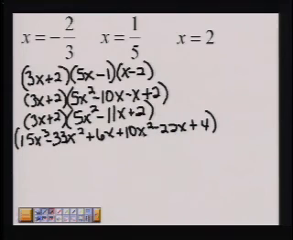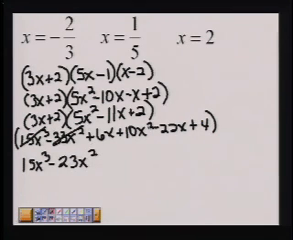And now I'll combine my like terms. So I have 15x cubed. I have a minus 33x squared and a plus 10x squared, so minus 23x squared. I have a 6x minus a 22x, so I'm going to have a negative 16x, and I have a plus 4. And this is the polynomial that should have roots negative 2/3, 1/5, and 2.